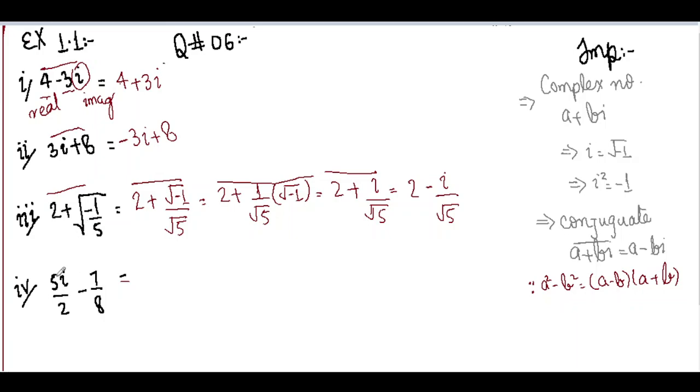Now for the last part, it is 5 iota by 2 minus 7 by 8. This is the real part, and this one is the imaginary part. So we have to change the sign of this imaginary part. Previously it is positive, now we'll change it into negative. So minus 5 iota by 2 minus 7 by 8, and here there should be a bar placed.